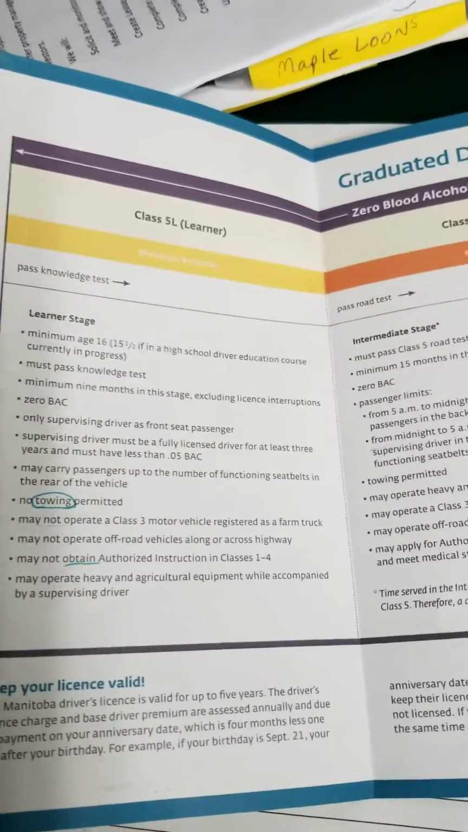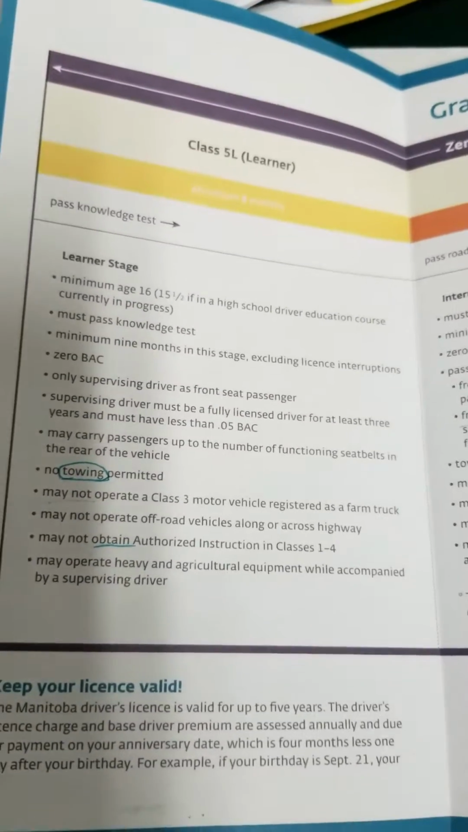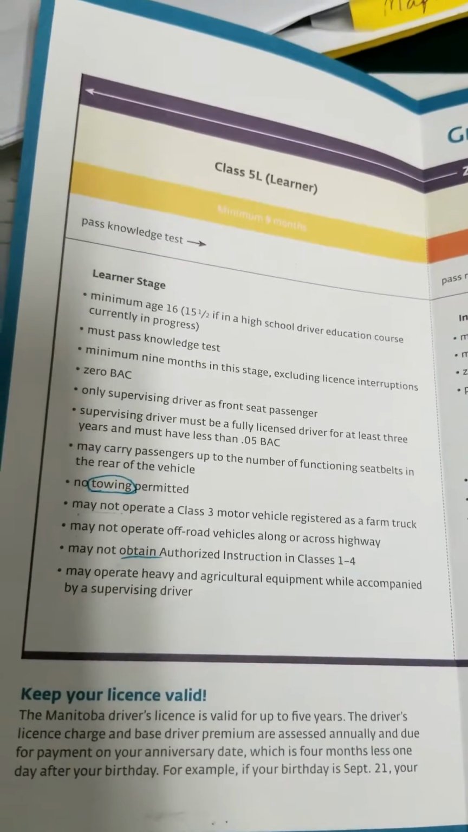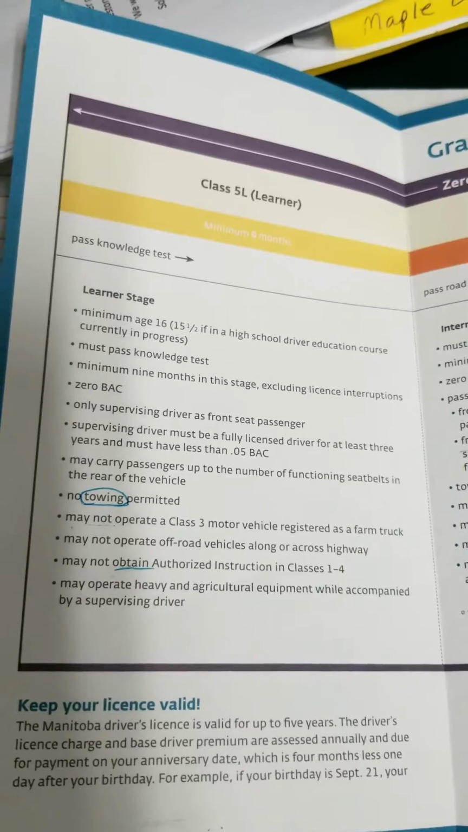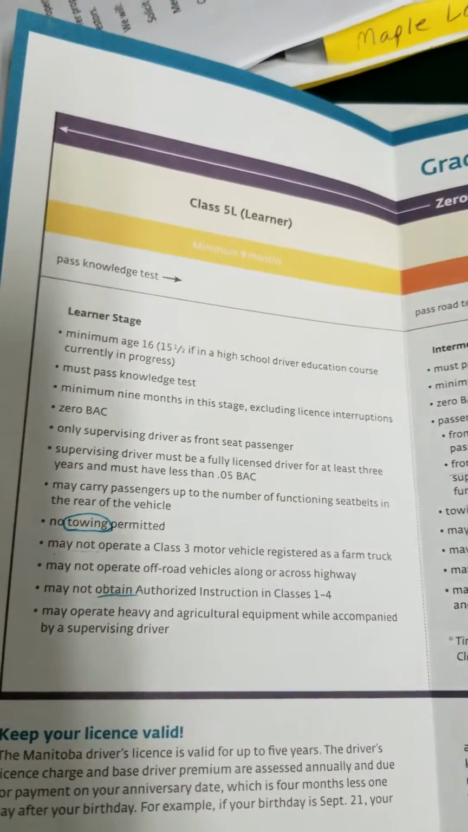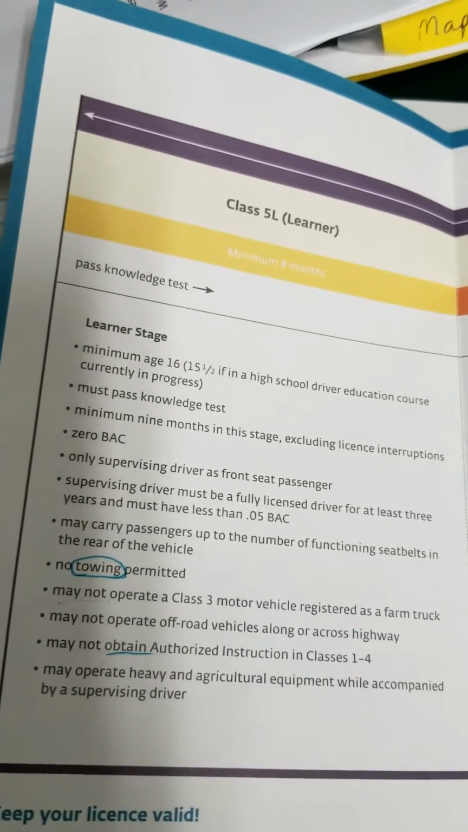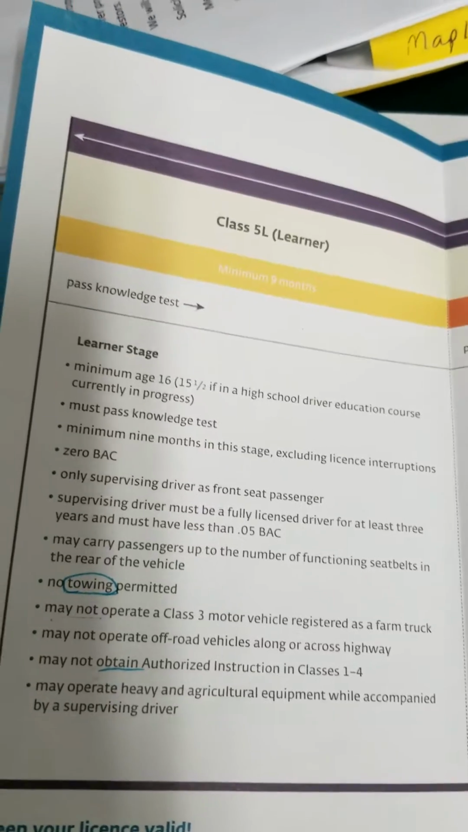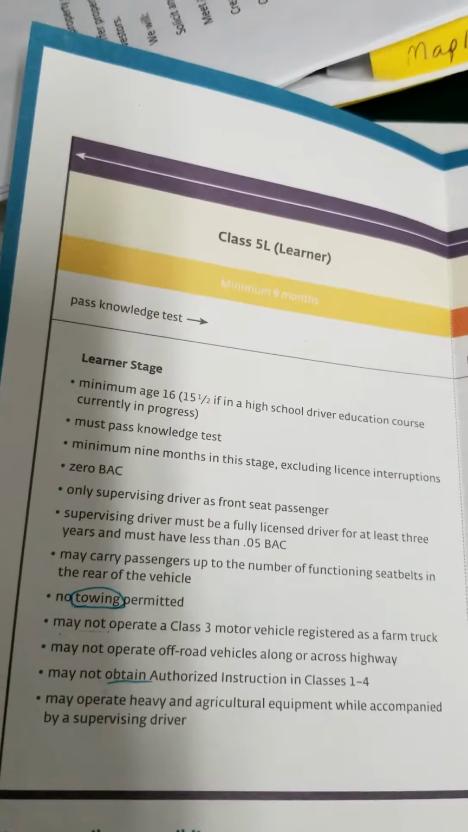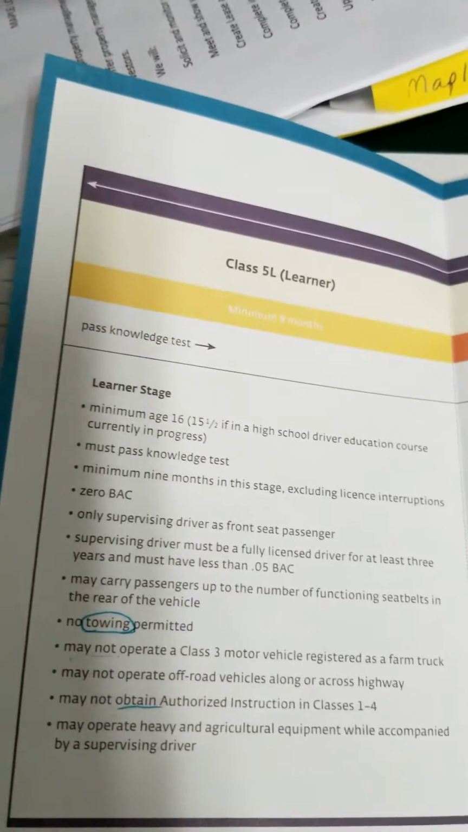These are more details. In more detail, in the class 5 learner's license, once you pass the knowledge test and you get this class 5 learner's license, in that stage you have to have a minimum age of 16 years old. You pass the knowledge test. You cannot drink and drive. That's what BAC means: blood alcohol content. Zero blood alcohol content. That means there cannot be any alcohol in your blood. That's what zero blood alcohol content means.